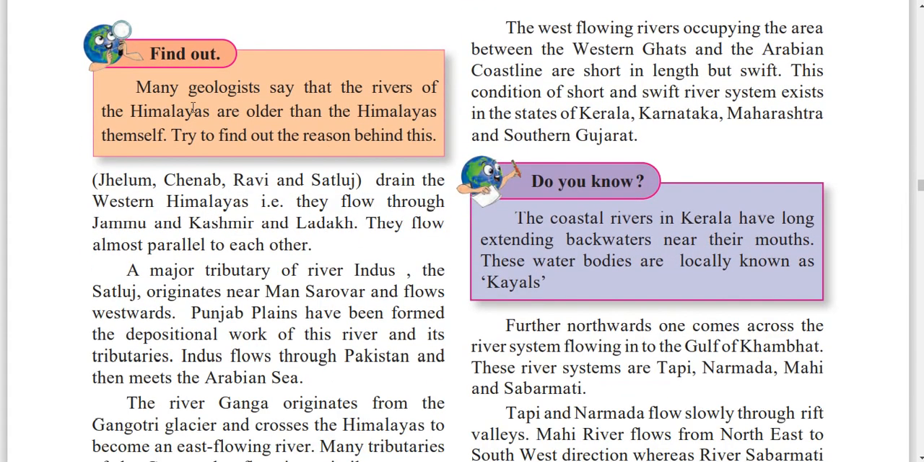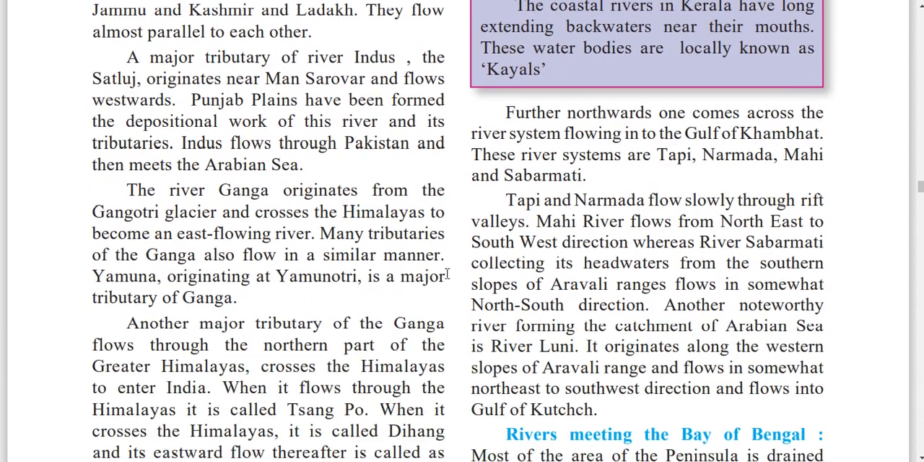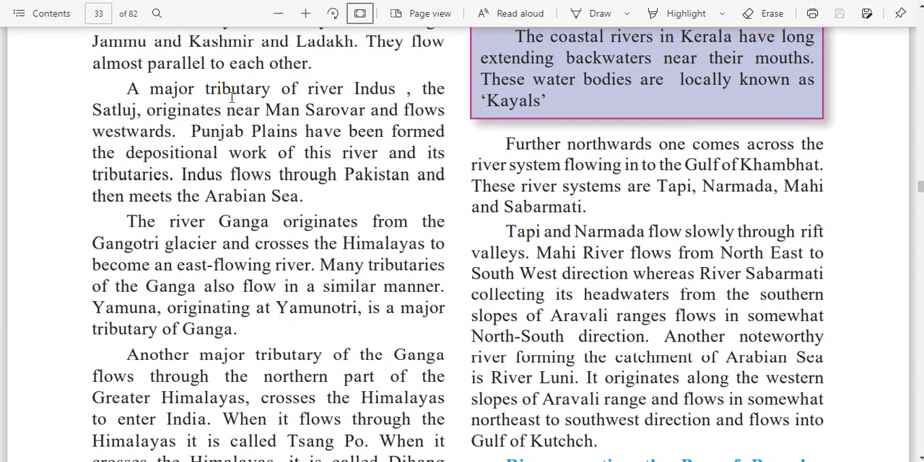Find out. Many geologists say that the rivers of the Himalayas are older than the Himalayas themselves. Try to find out the reason behind this. Now, a major tributary of river Indus, the Satluj, originates near Mansarovar and flows westwards. Punjab plains have been formed by the depositional work of this river and its tributaries. Indus flows through Pakistan and then meets the Arabian Sea.